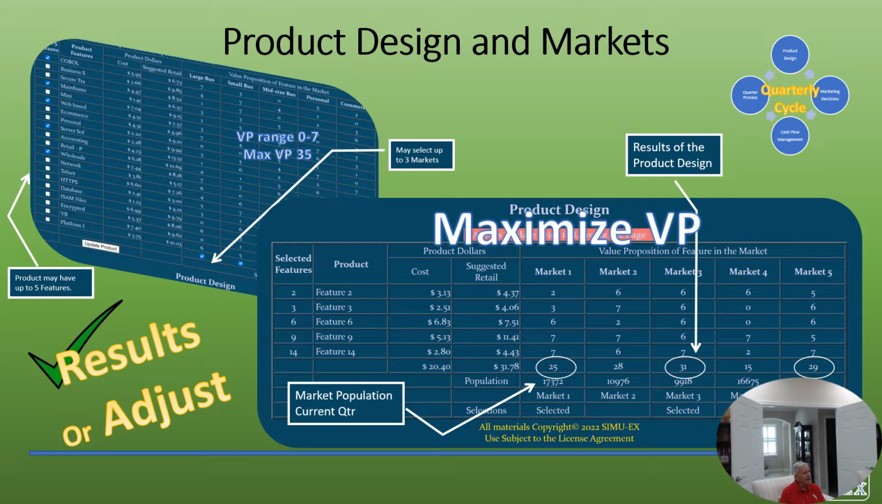Once you have elected and determined these are the best markets for the features I've selected, then your next step is to proceed to look at the marketing information. But before we do that, let's just take a look at the due diligence we'll perform in quarters 2, 3, and 4.